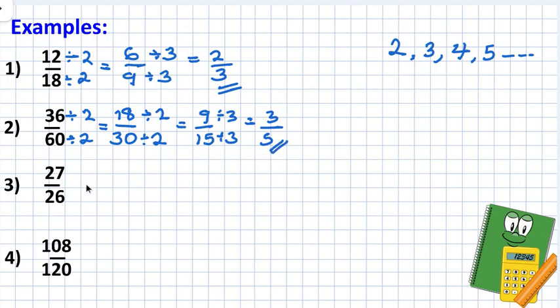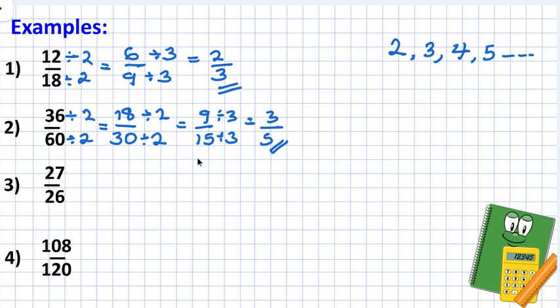All right, example 3. We have 27 over 26. To simplify this, we start with 2, but if you use 2, you will notice that while 2 can divide 26, it cannot divide 27. So we can't use 2. So we test with 3. 3 can divide 27, but it can't divide 26. So we test with 4. 4 can neither divide any of them. So we test with 5.